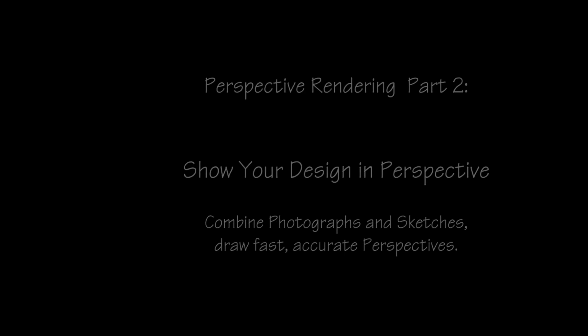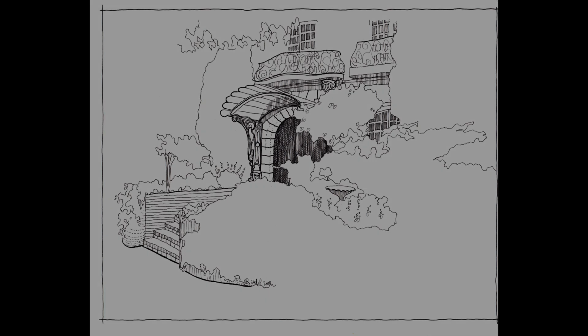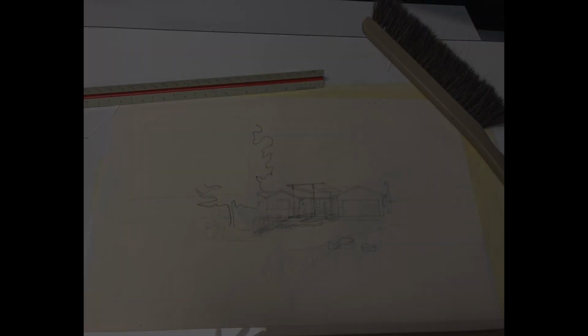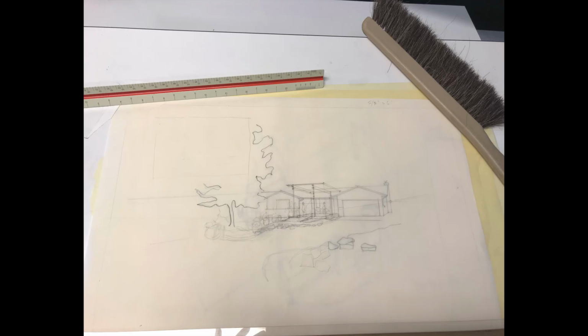Welcome. This is tutorial part 2 on hand rendering a perspective. So in part 1, we got to the point where an underlay was created in trace. And part 2 is going to take that underlay and actually now show new construction.